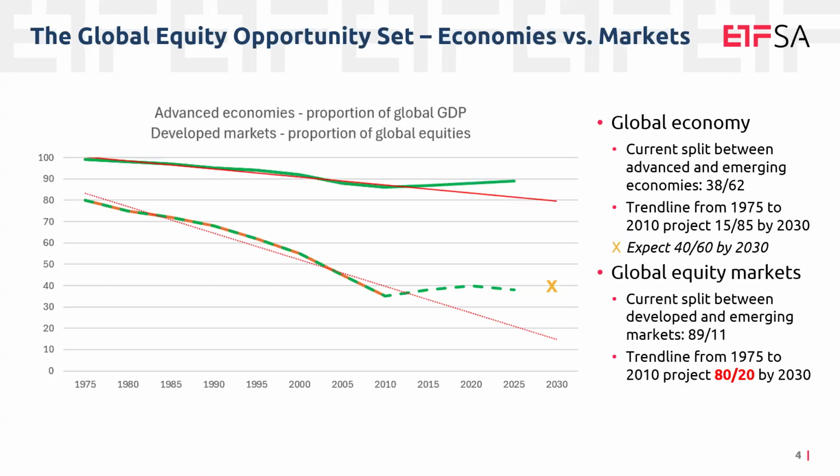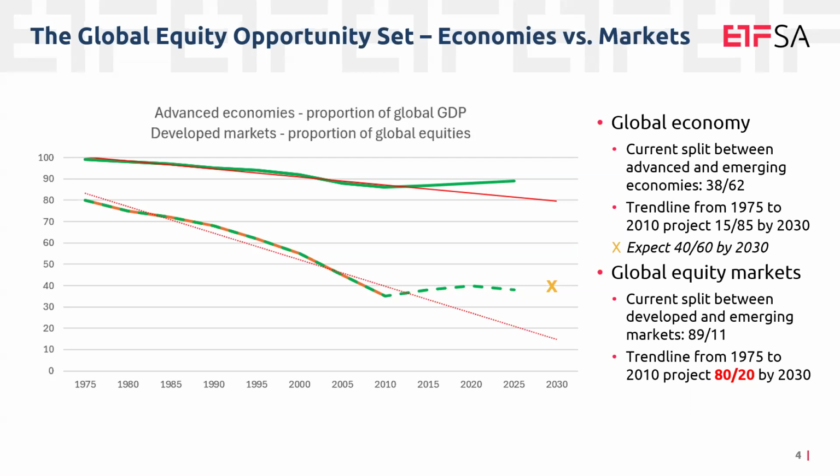However, when we look at what's available to us from equity markets, the picture looks very different. In this situation, we find that developed market exposure currently constitutes almost 90% of our global equity opportunity set, with just a little bit over 10% coming from emerging markets. That trend line from 1975 would suggest that an 80-20 split between developed and emerging markets is probably the more realistic expected level of where we want to be.